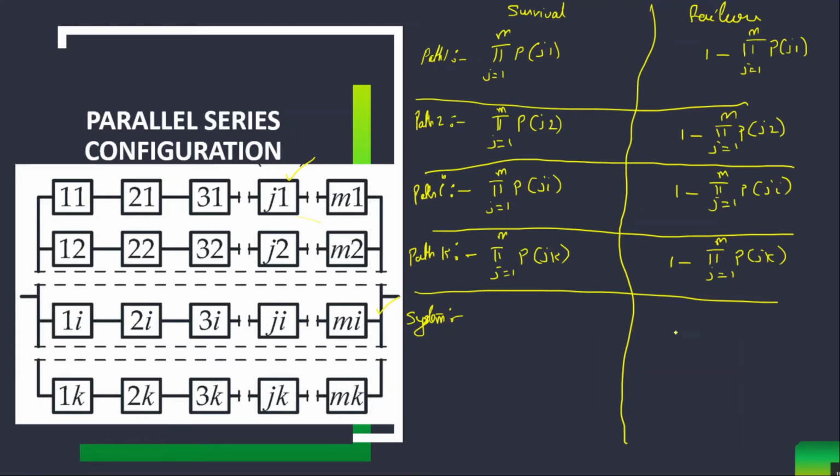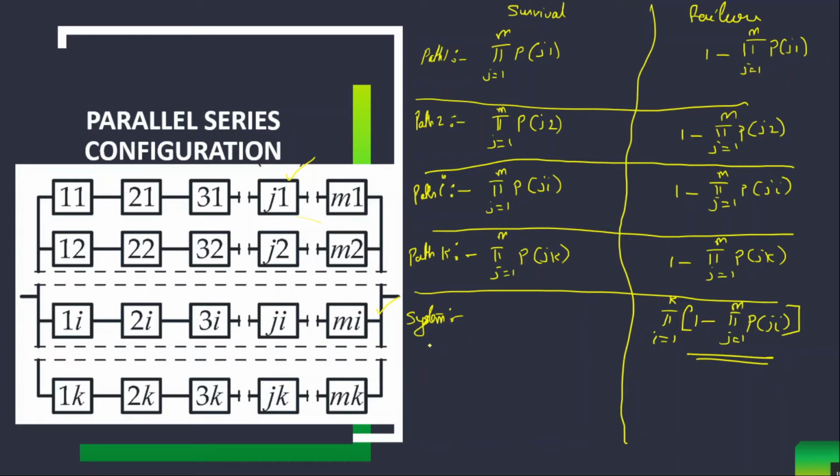So if you are considering the probability of failure of the system, what do we have? Product of, now what is varying? i is varying. So i is equal to 1 to k, that is, from the first path to the kth path. So the product of i equal to 1 to k of the probability of failure of each path. So this one is a product of the failure of each path, where j equal to 1 to m of p of ji. This quantity is the probability of failure of the system.